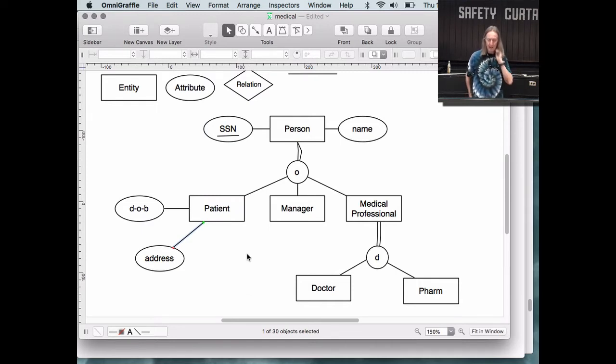Okay, so I think that's everything we needed to know about a patient. For a given patient, because they're a person, we have a social security number and a name, but we also have an address and a date of birth.